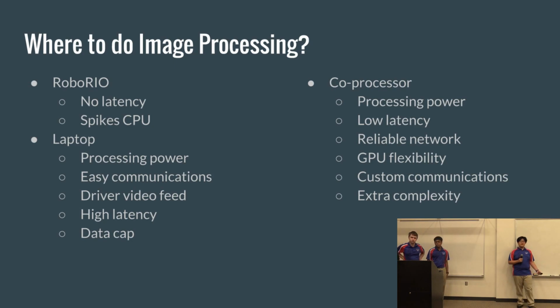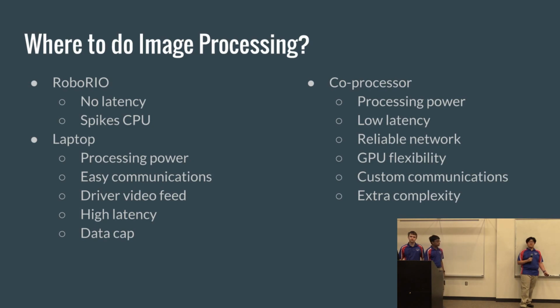So the third and final option that we decided to go with is that we could put this whole image processing on a coprocessor. That is a second processor besides the RoboRio on the robot itself. This could be something like a Raspberry Pi or an NVIDIA Tegra. These are all small, computer-on-a-chip platforms.